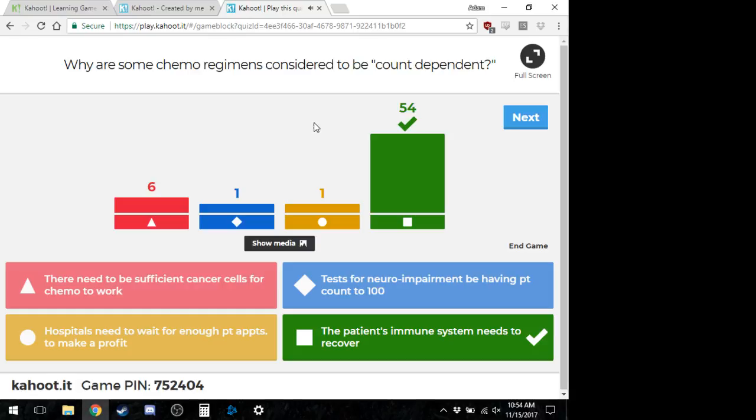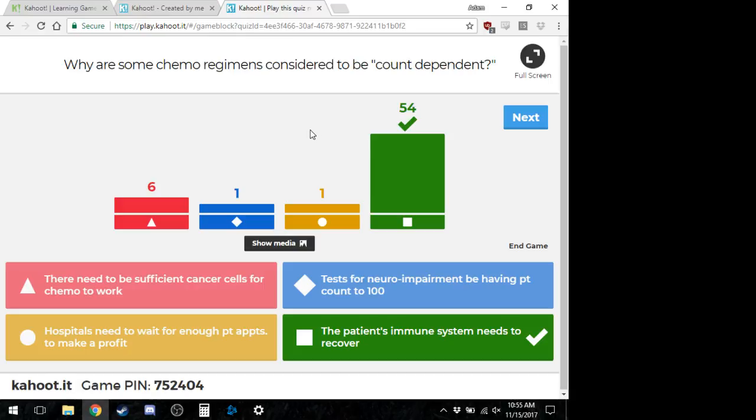Right, this one's just kind of a gimme, just to reiterate a point here. We don't need sufficient cancer cells, and in fact, we want as few cancer cells as possible, right? That's why we give chemotherapy to try to wipe out as many of them as we can. We do not test for neuro impairment by having the patient count. That was just kind of a goofy one. And then also hospitals making a profit. We don't care about that so much. We want our patients to be cancer-free, right? Screw the profits. Capitalism bad.